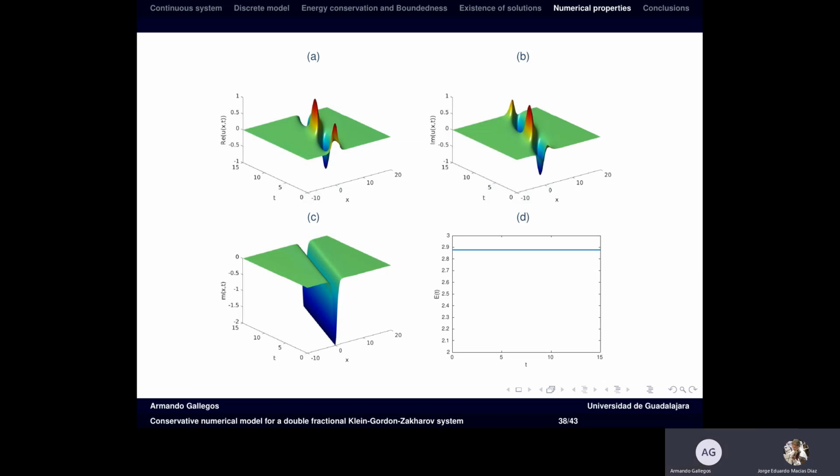Finally, we have some simulations. So these are some simulations. We obtained solutions for U and M. Remember, U is complex and M is real. So these are the solutions, and this is the energy associated to that case. As you can see, the energy is constant.